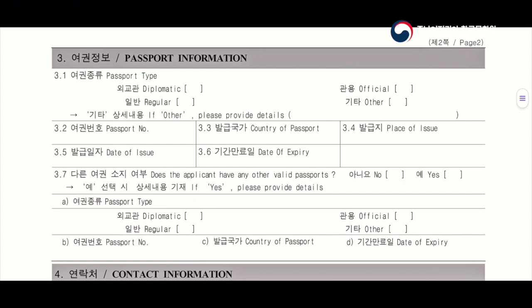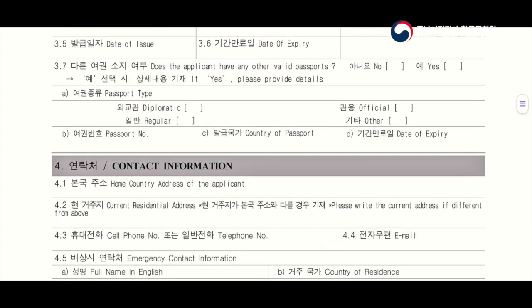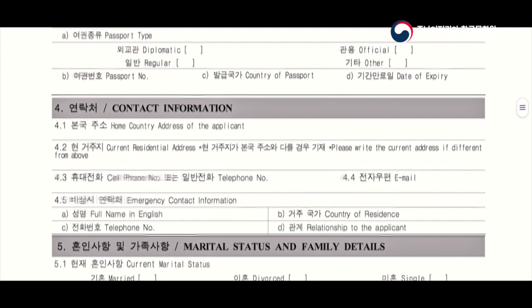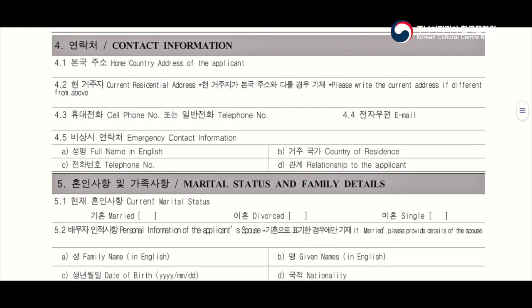The next step is the contact information. Here you have to provide your home address and current home address if it's different from the home address, and your cell phone number, email address, and emergency contact information, in case anything happened to you in South Korea, they can contact someone for you.